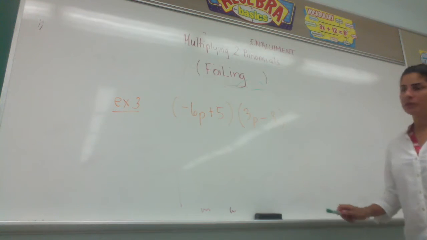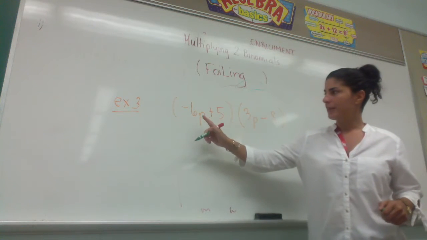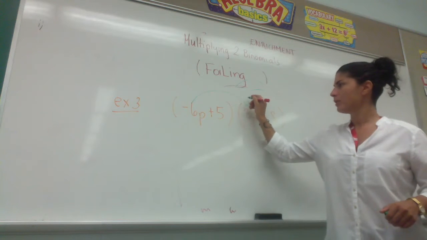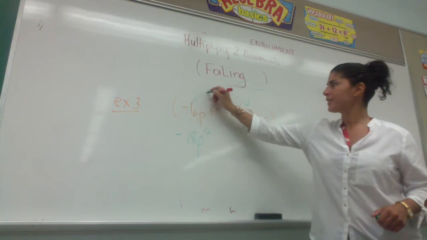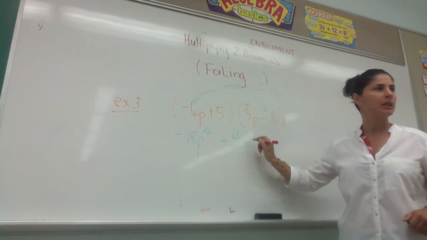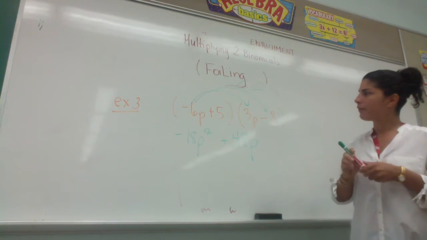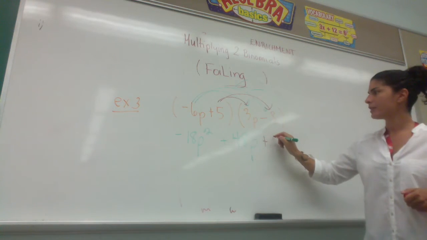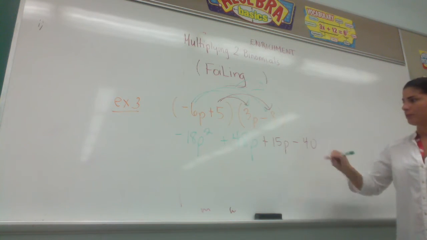Final example number 3, and the final one for this topic. Negative 6 times 3 is negative, so I'm going to take that arrow and get negative 18p squared. Negative 6 times negative 8 is a positive 48 p's. So far, so good? Perfect. My following two will be this one and this one. So 5 times 3 is 15p. 5 times negative 8 is a negative 40.